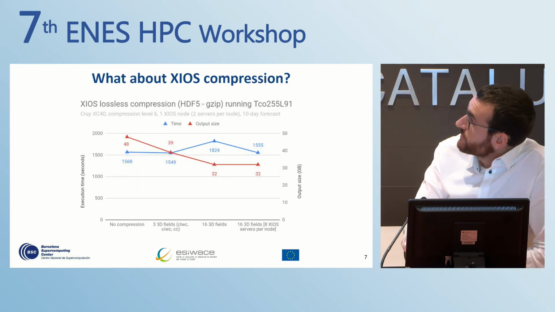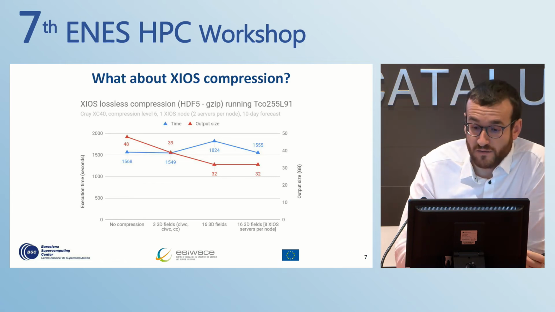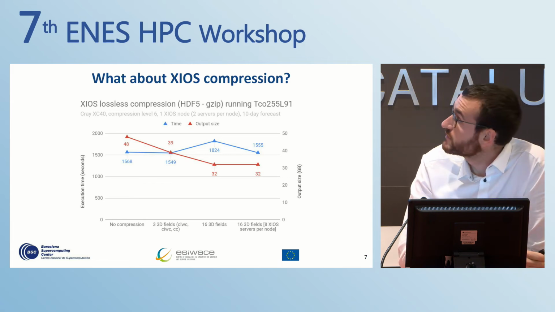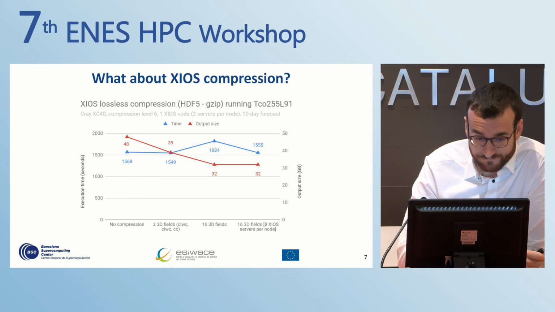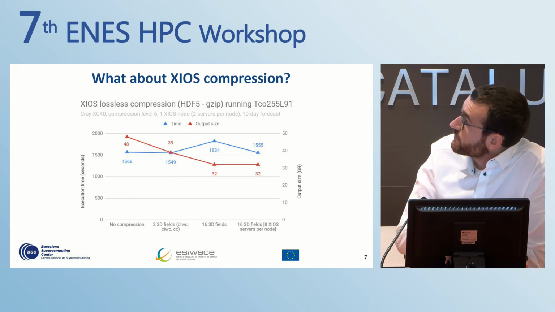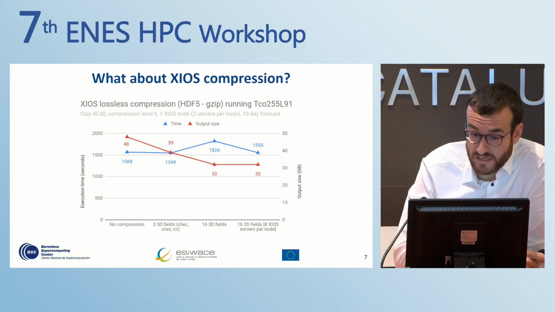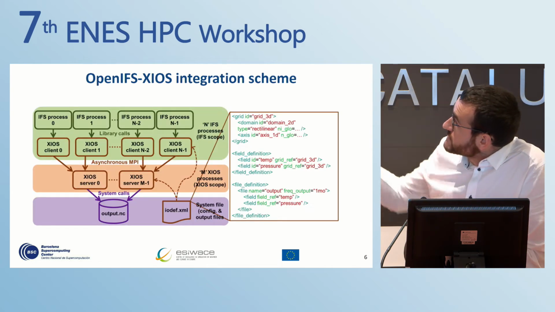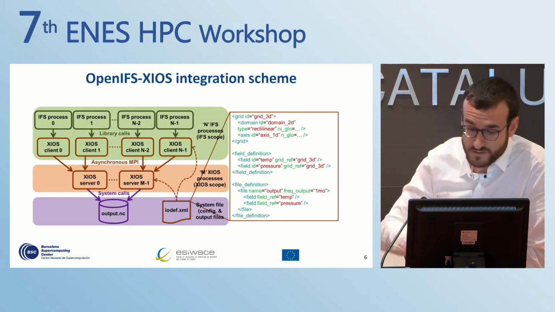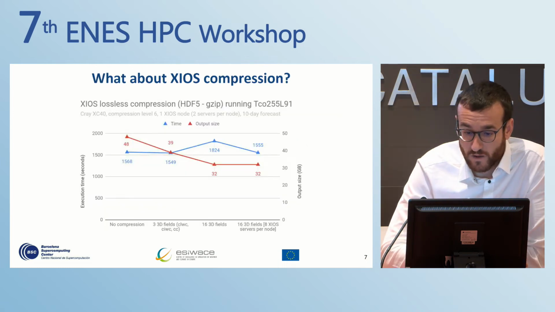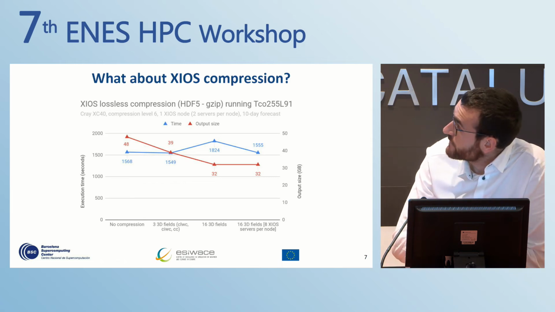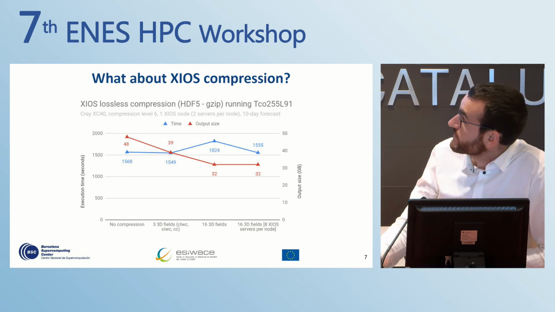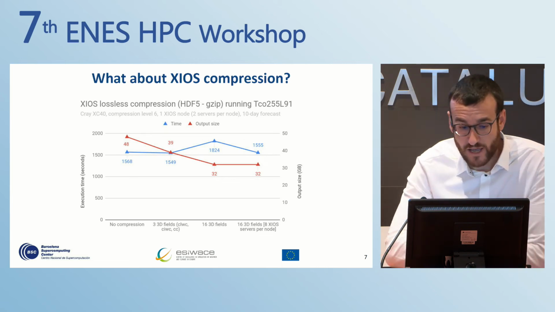Here there are some numbers regarding the default XIOS compression. In this case, we are running a TCO 255 configuration, which is about 39 kilometers in horizontal resolution, and we run two XIOS servers in one node. This means that we had two of these MPI processes for the XIOS servers. On the y-axis, we have the total execution time of the simulation, which means the OpenIFS simulation plus the cost of outputting data. And we have different scenarios.